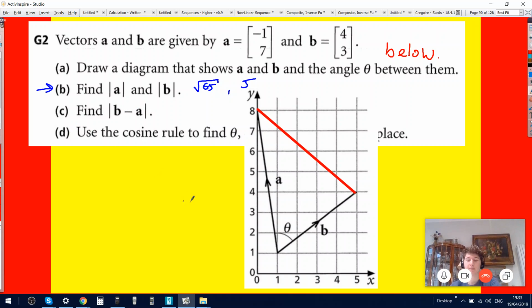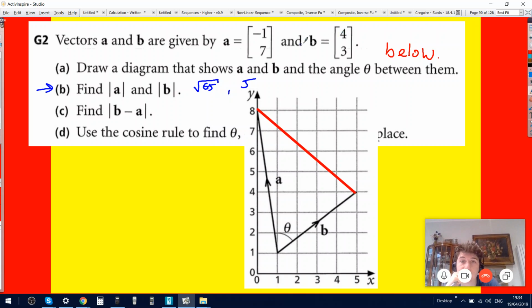Okay, so would you just find the differences in magnitude? So B minus A is this red line. Could you use the magnitude you found already? I doubt it. No. So you would do the square root.